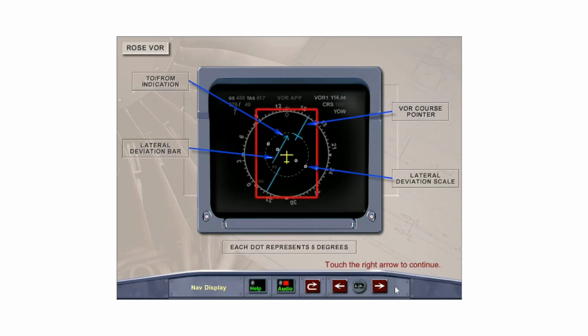In ROSE VOR mode, the course pointer is a blue dagger-shaped symbol that points to the VOR course selected by the pilot through the flight management guidance system. The blue lateral deviation bar indicates the deviation along the lateral scale. Each dot on the scale represents a deviation of 5 degrees. When the deviation is greater than 2 dots, or 10 degrees, the bar remains displayed on the outer dot. The arrow on the end of the bar represents the to from indication.